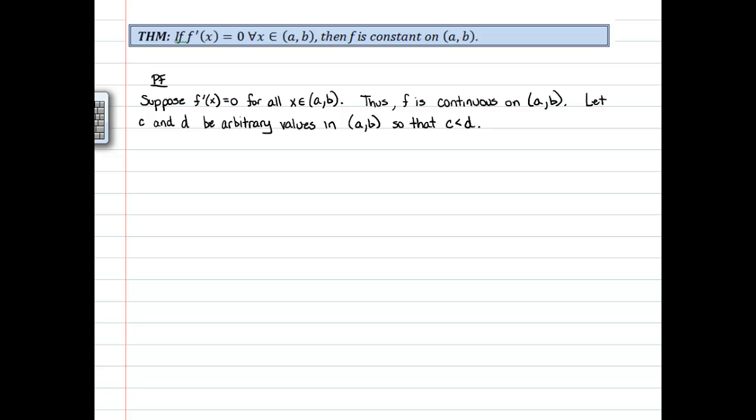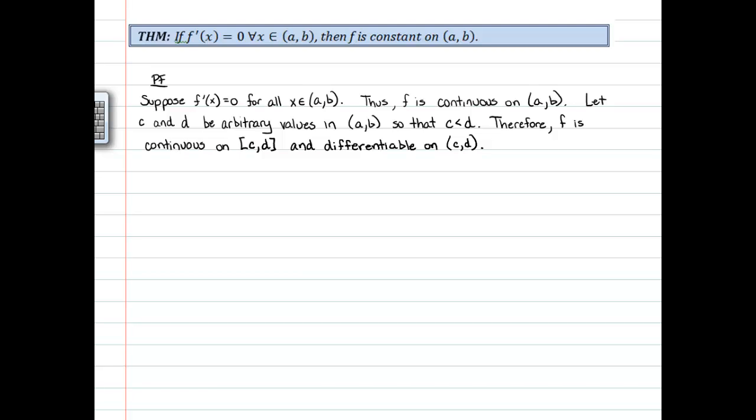Since c and d are arbitrary values between a and b, we know that f must be continuous on the closed interval [c, d]. Moreover, it's differentiable on the open interval (c, d). This is because f is continuous on the open interval (a, b), and that closed interval [c, d] happens to be within it. So if f is continuous on the entire interval, it's got to be continuous on a small sub-interval. Moreover, we know that f prime exists for all x in (a, b), so f must also be differentiable on a smaller open interval contained within (a, b). So that's why I can say that.